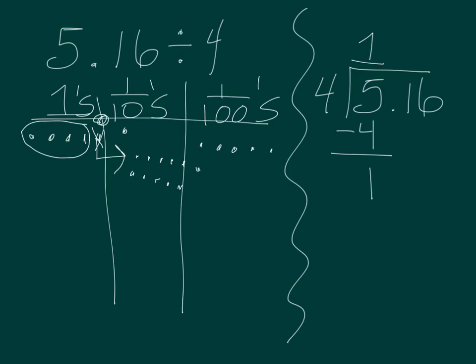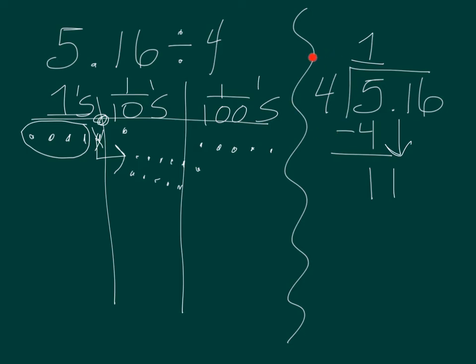So over on my standard algorithm, what I would do is I would have to bring down the 1/10 that I had already and combine it with the 10 tenths here. Okay. So now I have 11 tenths. There's my 11 tenths here.